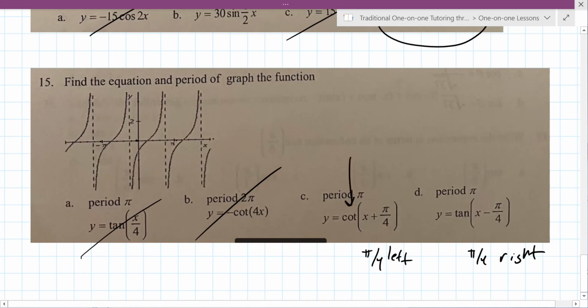I'm sorry. And they're also cotangent and tangent. That's also a huge difference here. So the graph of cotangent is the one that goes through 0 or doesn't go through 0. It looks like this. So it's actually the one that's shifted left.